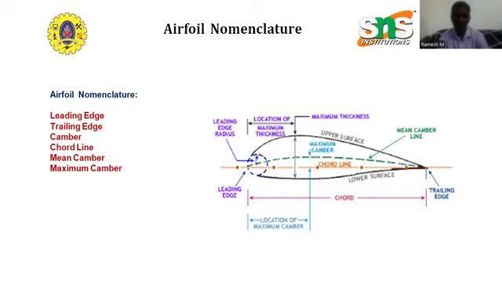NACA series. NACA means National Advisory Committee for Aeronautics. So it gives 4-digit series, 6-digit series like that. We will discuss it later: how to find the maximum thickness of the airfoil as well as the position of the camber. We can find it easily. We will do all these things in the next class.